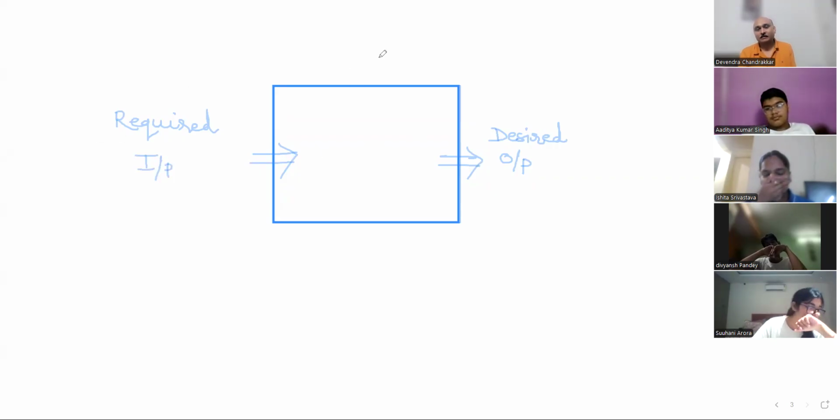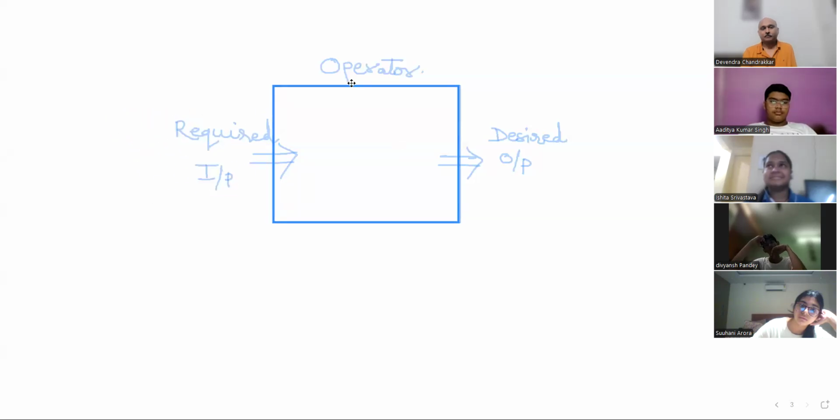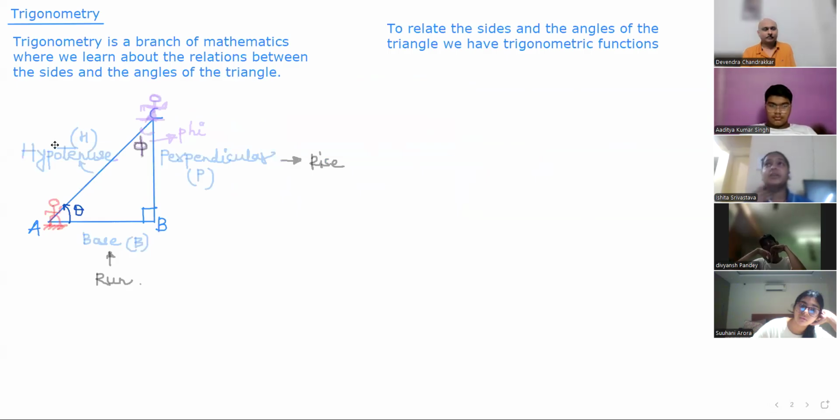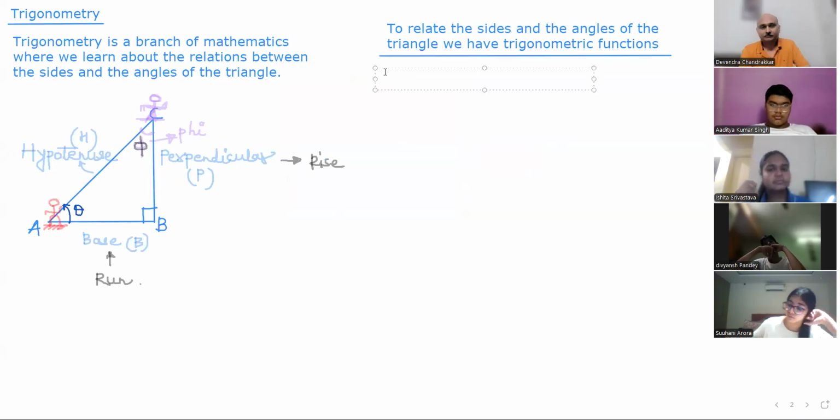So there is some required input, right? And then we have an operator. So the required input gets operated by an operator, and then we have a desired output. So here also in trigonometry, we have trigonometric functions. There are 6 basic trigonometric functions which we will deal with.